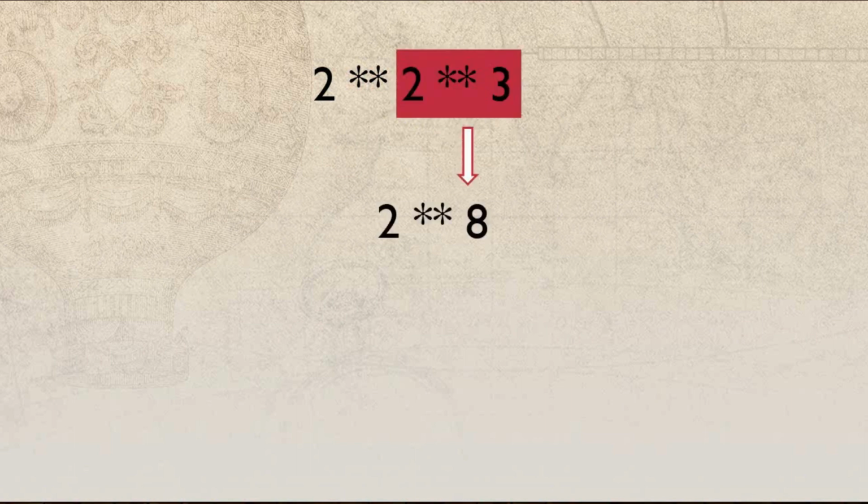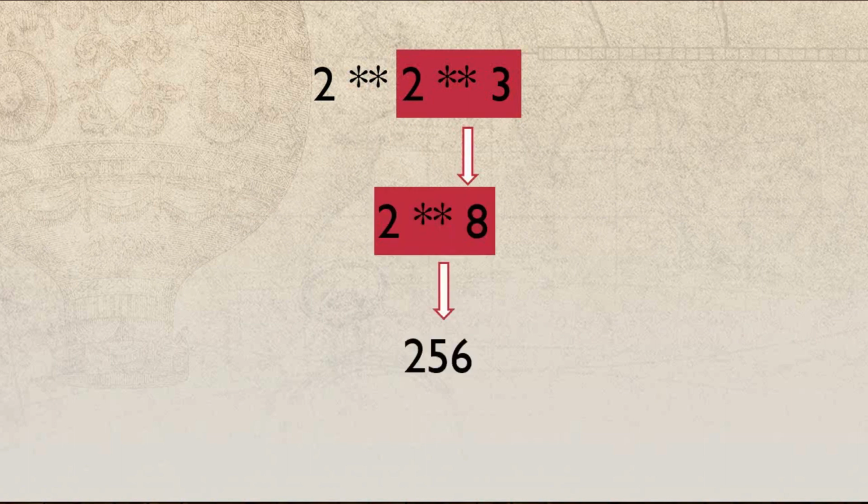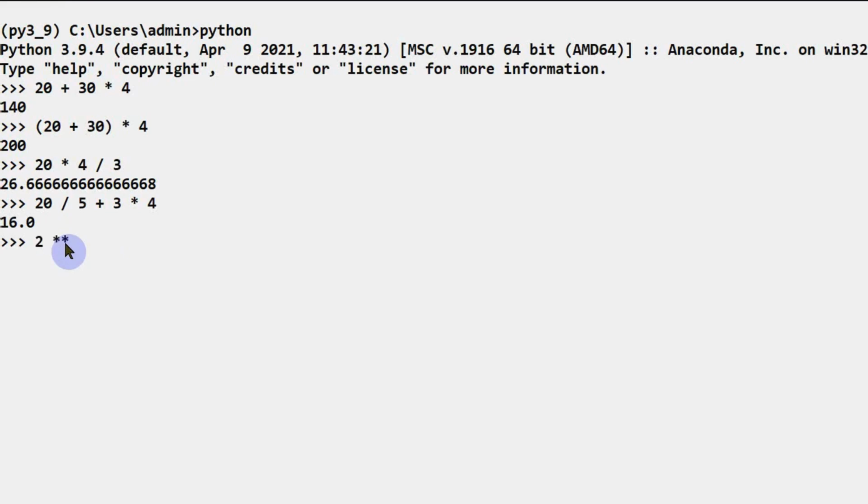And the next expression is 2 raised to 2, that is raised to 3. Here we have exponentiation operators. Whenever we have multiple exponentiation operators, based on the associativity we follow the right to left rule. So the first exponentiation to be evaluated is 2 raised to 3. Then we will get 8. And then 2 raised to 8 will be evaluated. Finally we will get 256. So whenever we have multiple exponentiation operators, they are evaluated from right to left. But all other operators follow left to right associativity.